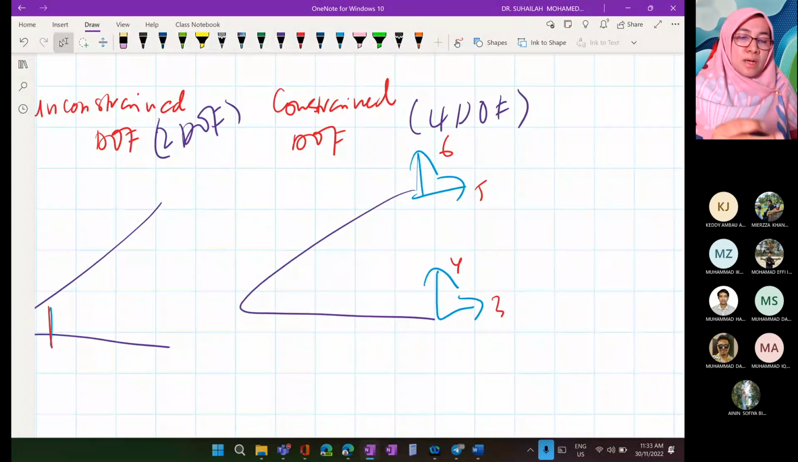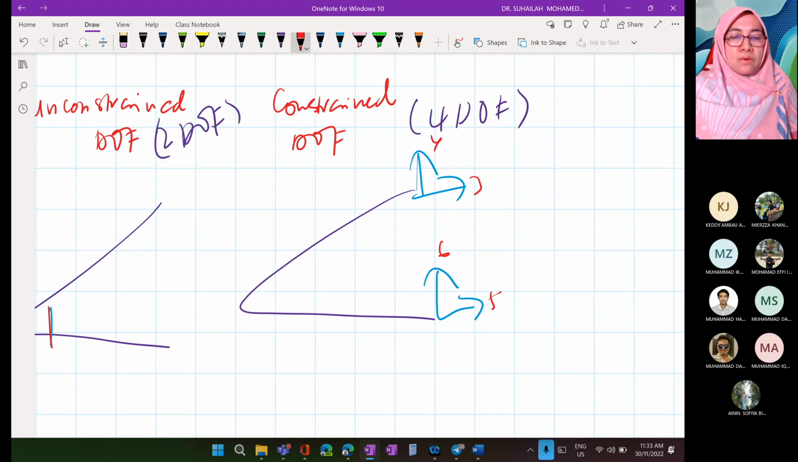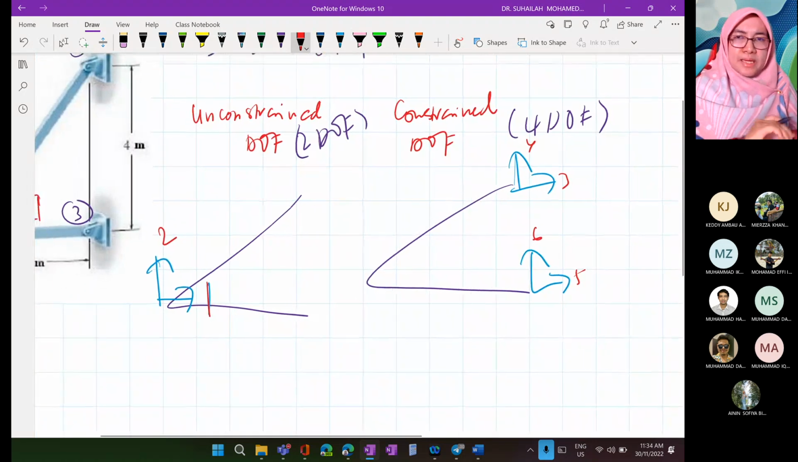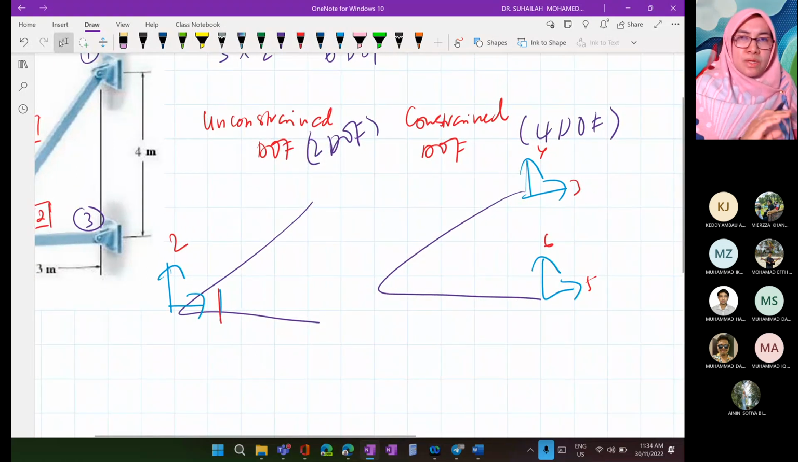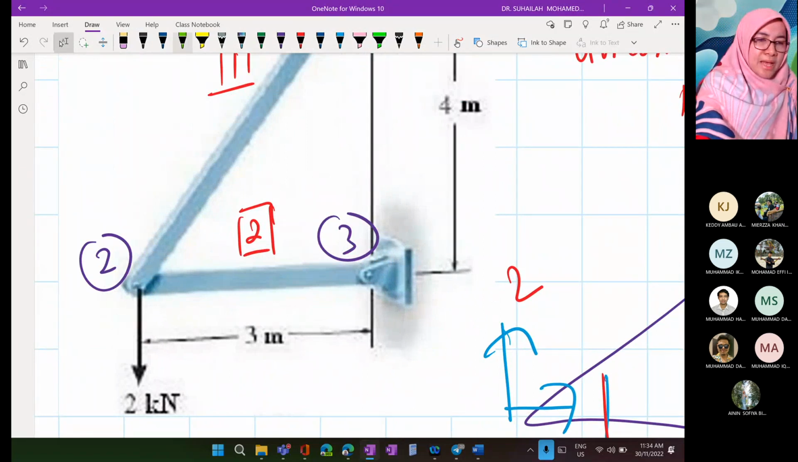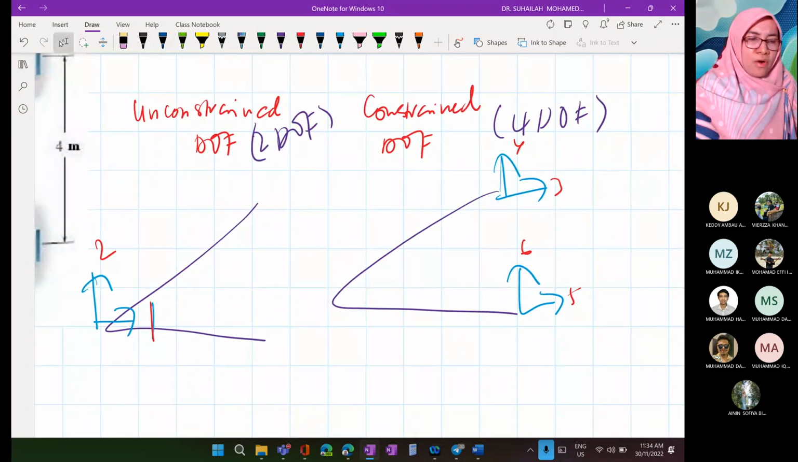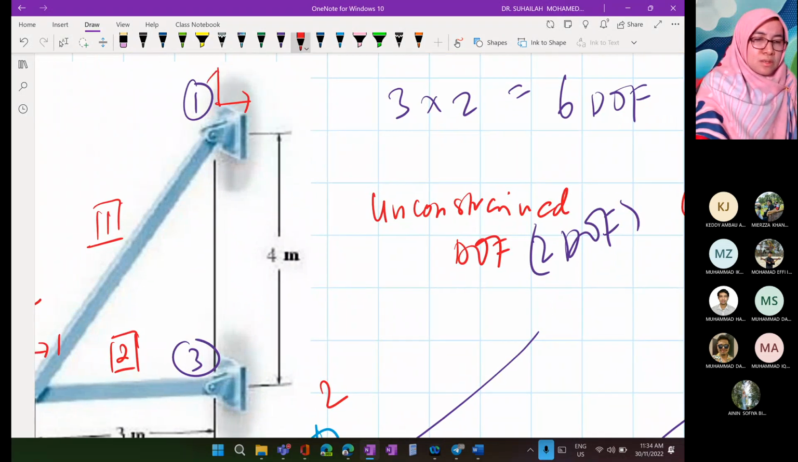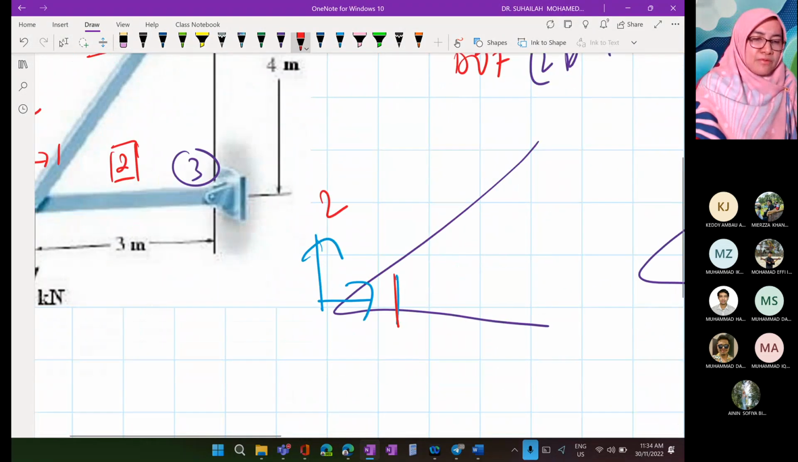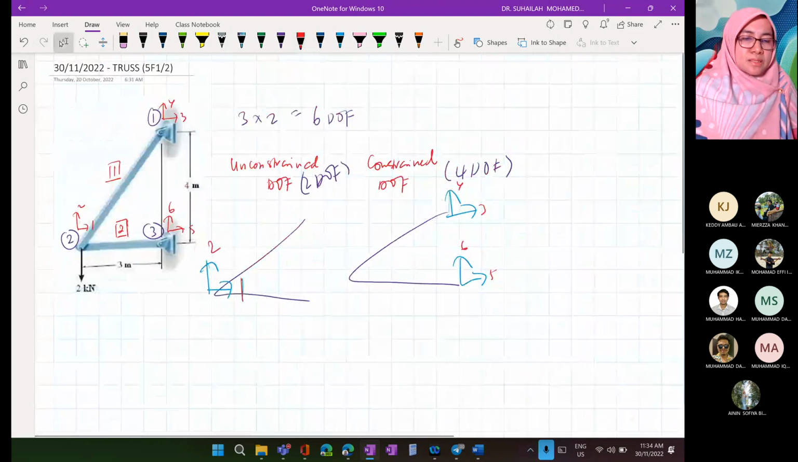You can also put it like this, 3, 4, 5, 6. It doesn't matter. So now we know that node number 2 has 1 and 2, then 3, 4, and then 5, 6.